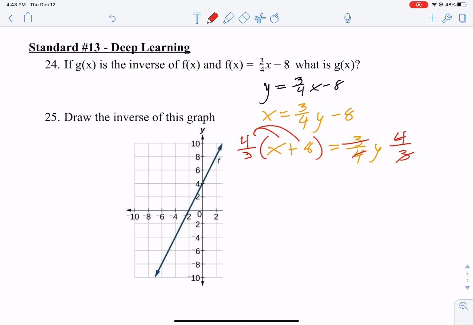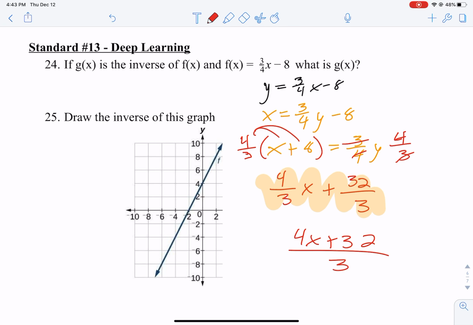We distribute, so 4/3 x plus 32 over 3. You could do it like this, or we could just multiply the 4 through, so it'd be 4x plus 32 all over 3. Okay, either one, it's multiple choice, so you got to figure out which one I use. Draw the inverse of this graph. Okay.